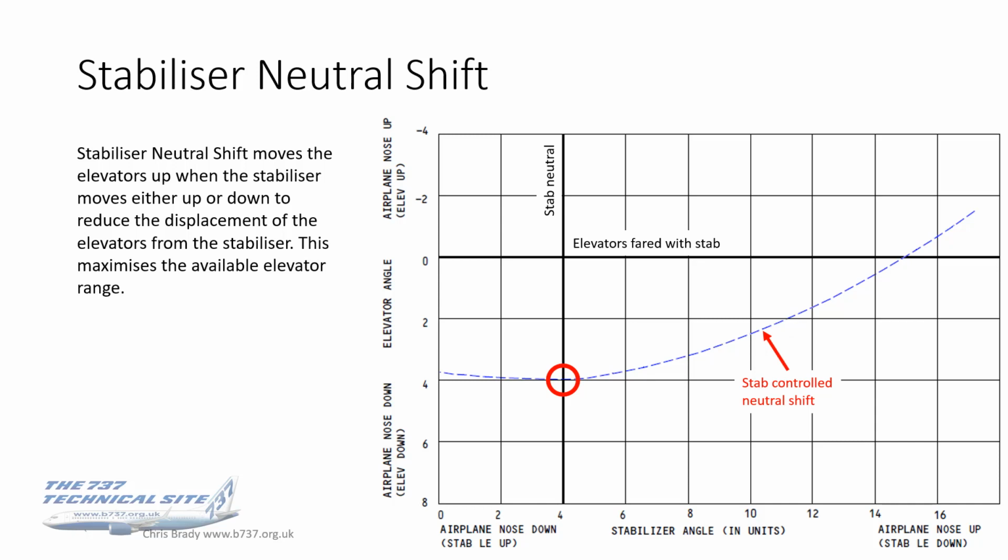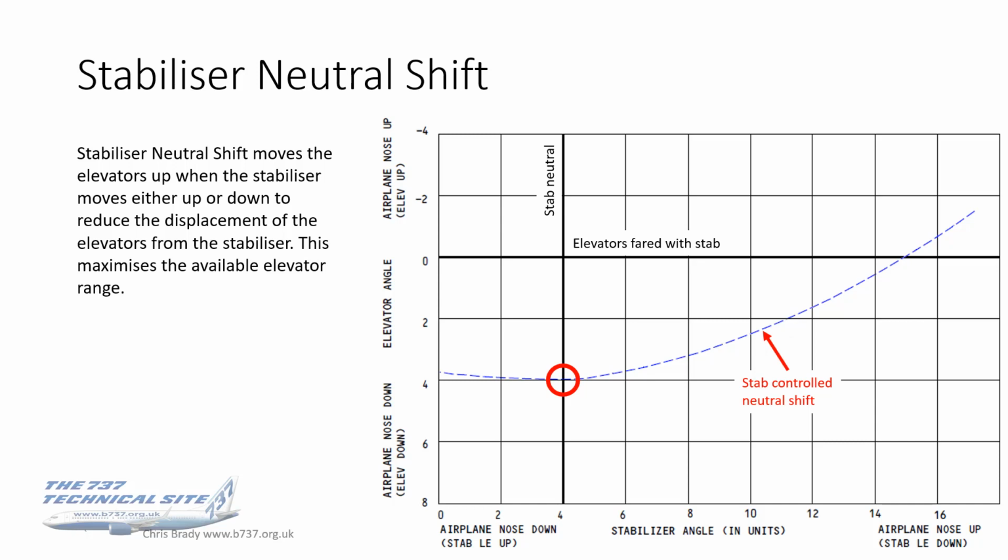And why it does this is to maximize the available elevator range during transient motion. So whether you move the stabilizer up or down, i.e. you trim nose up or nose down, when that happens, the elevators will move up according to that graph there. That is stabilizer neutral shift.